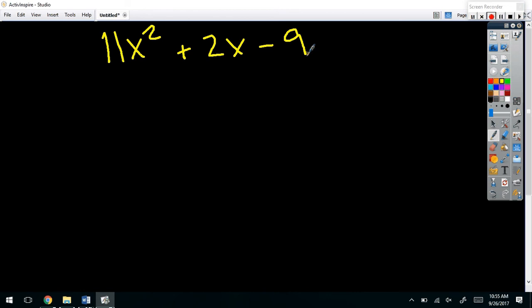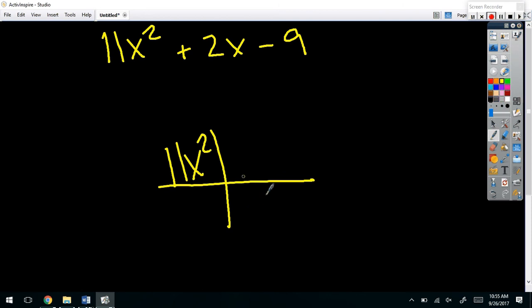So set your box up. The first term in the first box. Keep up with the signs means hold the signs with the numbers. All right, multiply those two together and you get what? Negative 99 x squared. Now here's the puzzle.